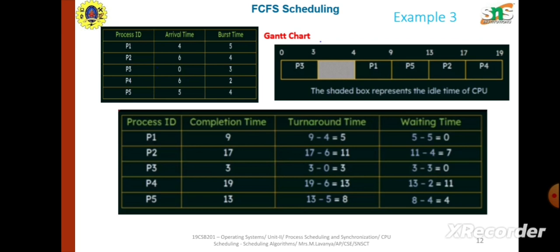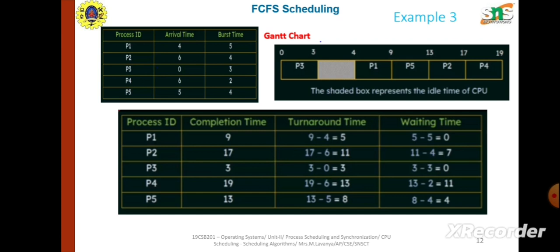Then finally the process P4 is allocated to the CPU. Process P4 starts at 17 milliseconds, plus its burst time 2. So 19 is the completion time of process P4. Using this Gantt chart, we are going to find the turnaround time and waiting time in this given example.